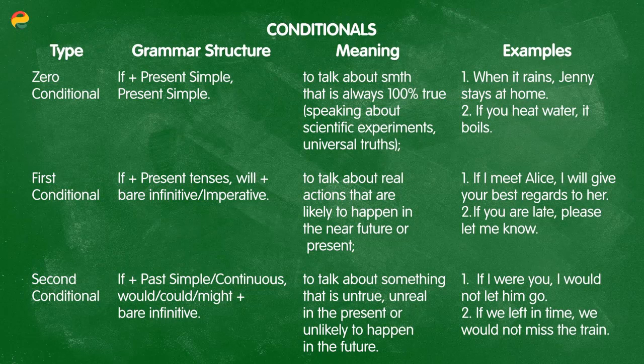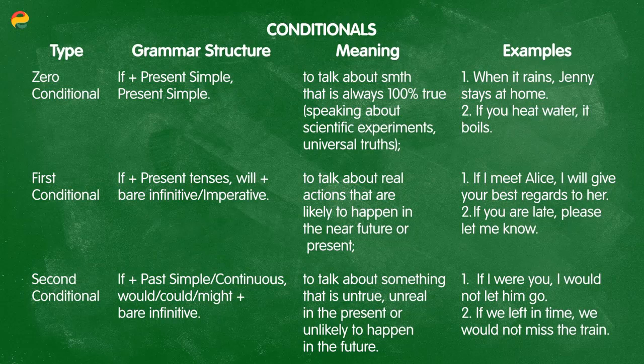Now, the first conditional, if with the present tense followed by will with the bare infinitive or the imperative, we use to talk about real actions that are likely to happen in the near future or in the present. For example, if I meet Alice, I will give your best regards to her. Or, if you are late, please let me know. These are both used to discuss real situations. And remember, if we want to discuss unreal situations, we use the second or the third conditional.